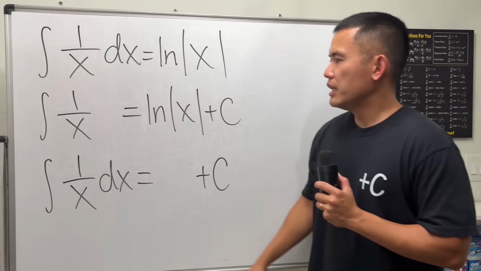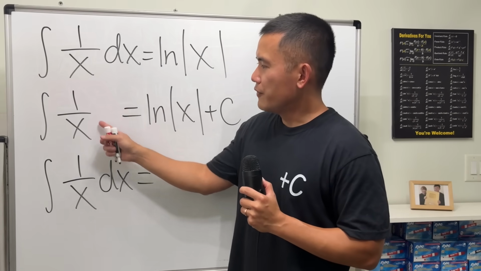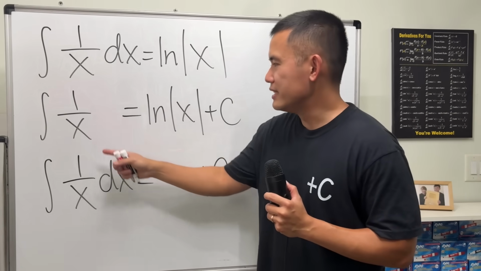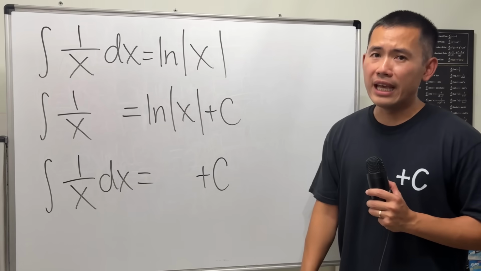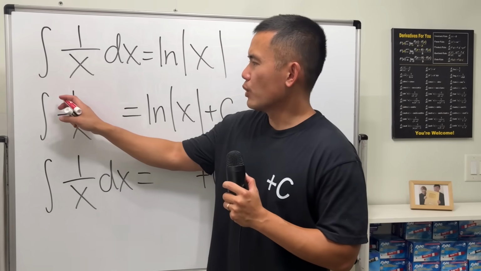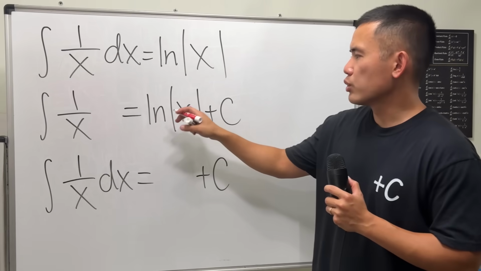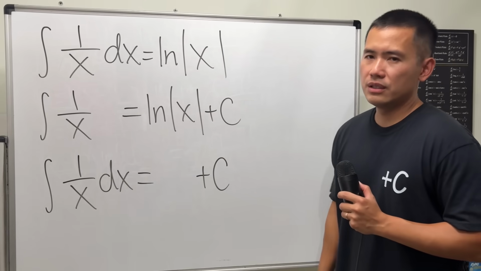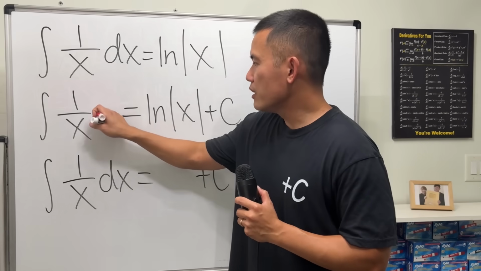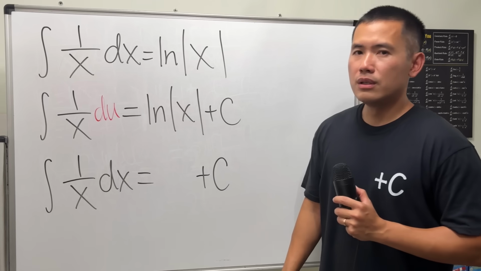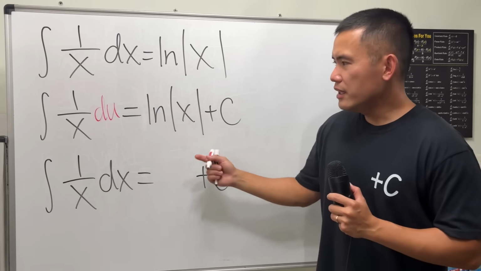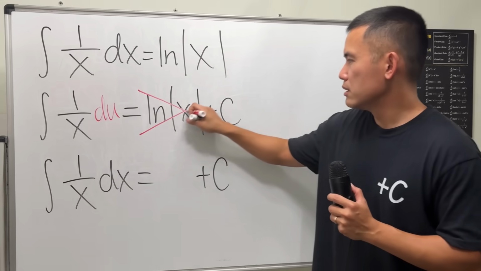For example, if you forget the differential here, this is a lot worse than not having the plus c at the very end. And you might be wondering, what's wrong with the integral 1 over x being natural log absolute value of x plus c? Well, what if we are in the u world? If this is a du here, then this right here is horribly wrong.